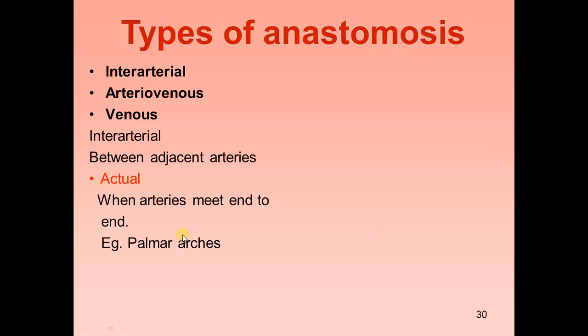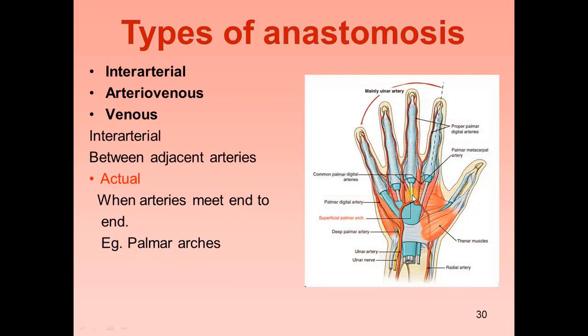Actual anastomosis is when the arteries are connected with each other and blood flows through them continuously. This is the palmar arch. Here you are able to see an arterial anastomosis, which is seen in the palm. That is called palmar arterial anastomosis or palmar arches. You have the superficial palmar arch and the deep palmar arch.